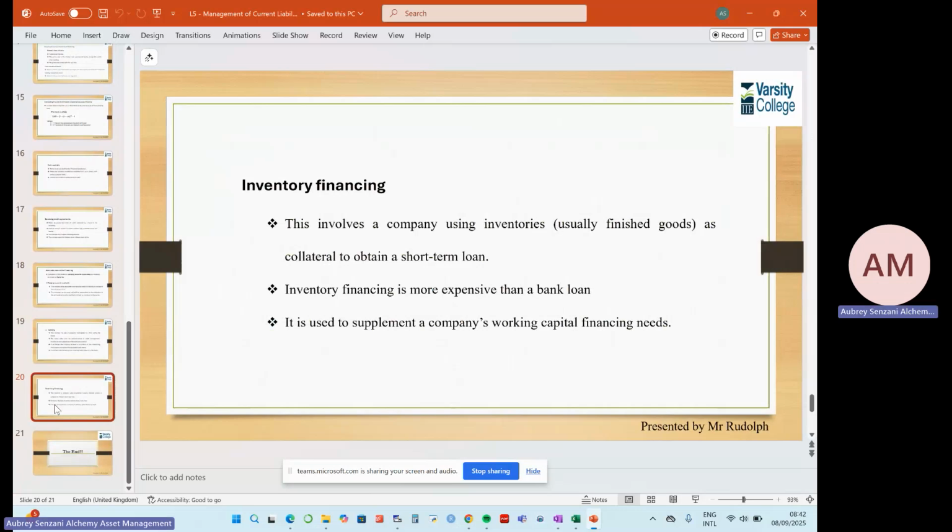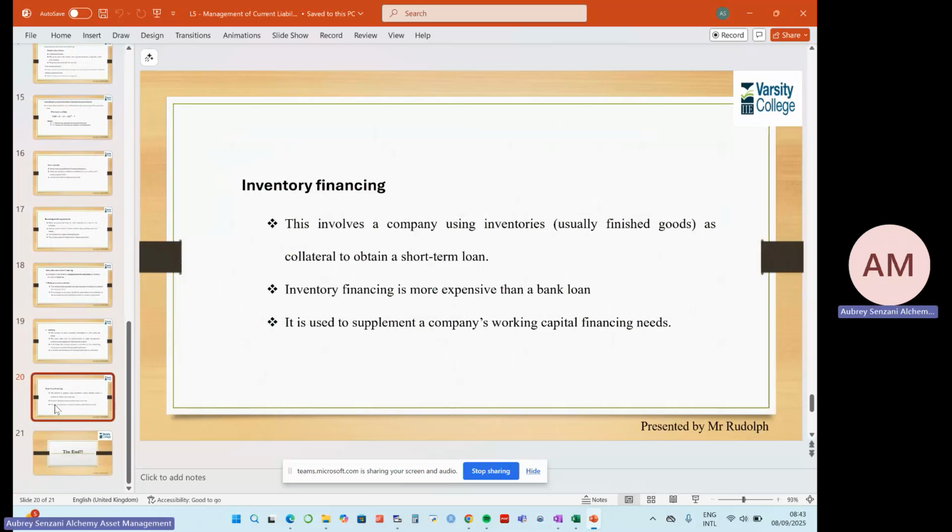The last one is inventory financing, and this one is not that common. It says here, this involves a company using inventories, usually your finished goods, as collateral to obtain a short-term loan. I think the people who would actually finance you are probably people in a similar space, right? Because if I can't sell the inventory that you are selling to me, then it doesn't really make sense. How are we going to convert this into cash?